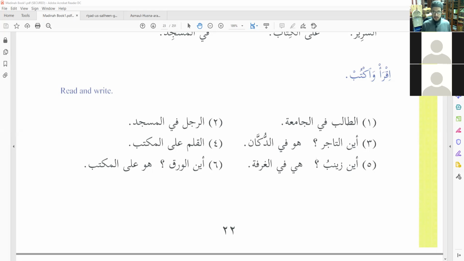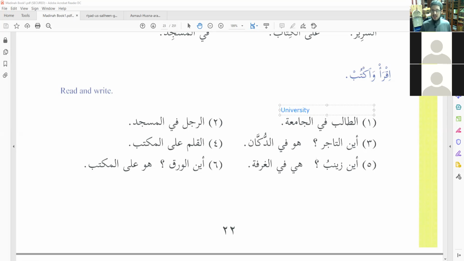الطالب في الجامعة. Right? Just with one. Good. So al-jami'a means university. And because we have alif lam, it means the university. So if you could translate that for us, what does that mean in English? The student is in the university.